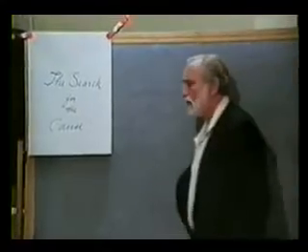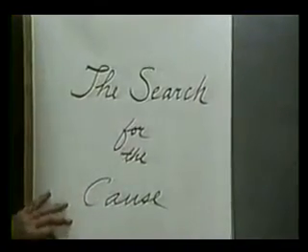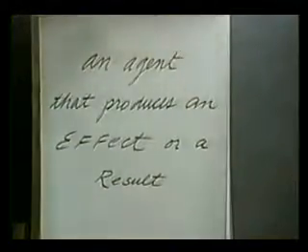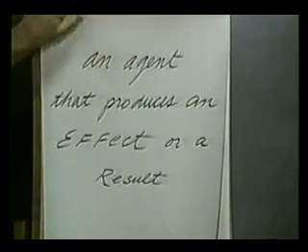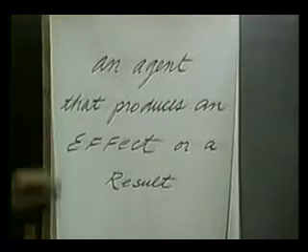Now, I'd like to start this exploration on the search for the cause based upon Plato's Phaedo. But first, what is a cause? The normal idea of a cause: a cause must be an agent that produces an effect or some result.